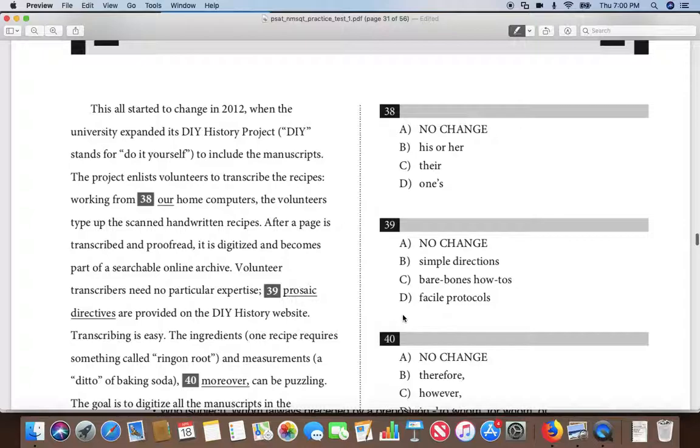Alrighty. So this all started to change in 2012 when the university expanded its do-it-yourself history project to include the manuscripts. The project enlists volunteers to transcribe the recipes. Working from our home computers, the volunteers typed up scanned handwritten recipes. What do you think about answer choice A? No change there. The project enlists volunteers to transcribe the recipes working from our home computers. I guess it didn't sound bad. So I wouldn't eliminate that right off the bat.